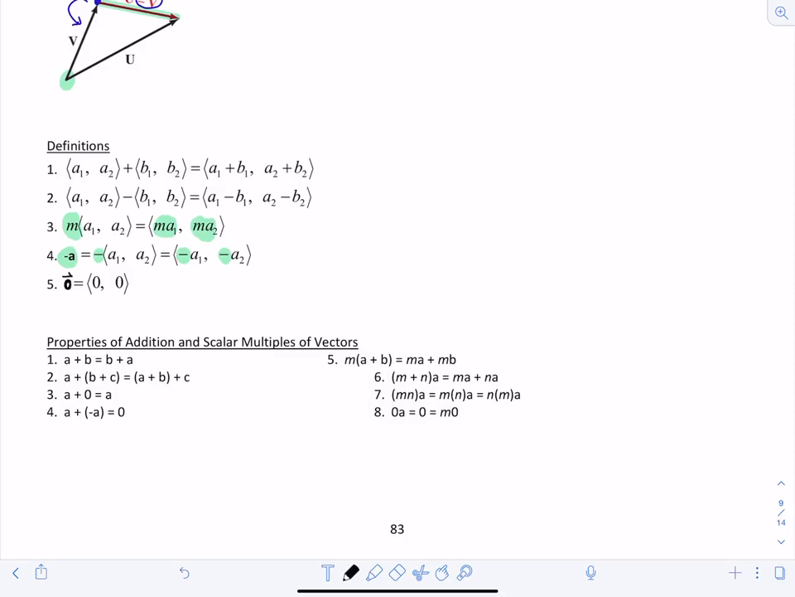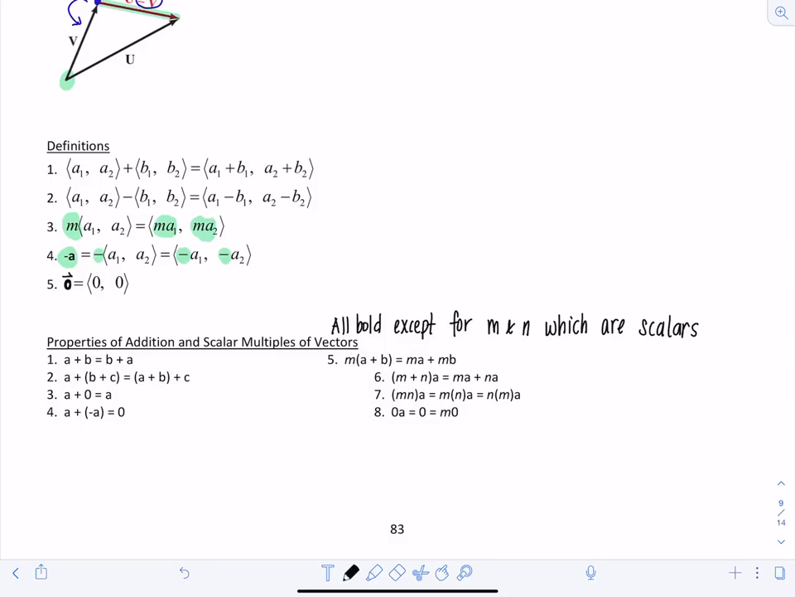All right, and then here's some of the properties for addition and scalar multiples of vectors. So property 1 tells us it's commutative, it's associative. Here is the identity property. All of these should actually be bold because these are vectors. So if you want to add in little arrows or just remind yourself, these are all vectors, okay? This is all bold, except for m and n, which are scalars. Okay, so everything else is a vector.